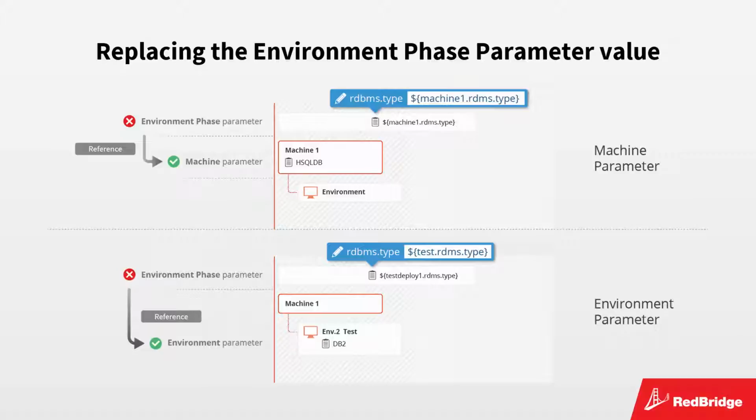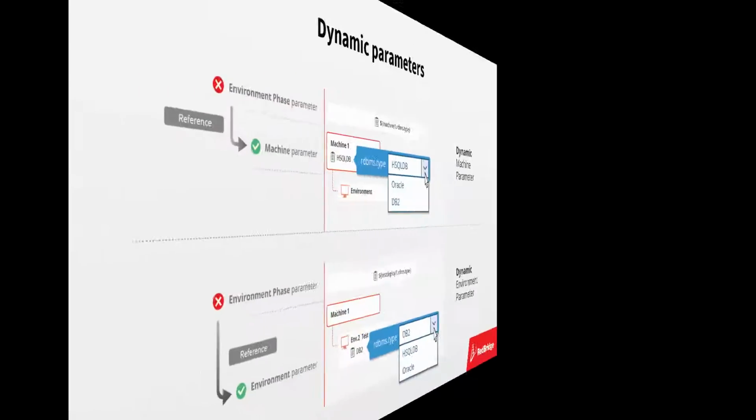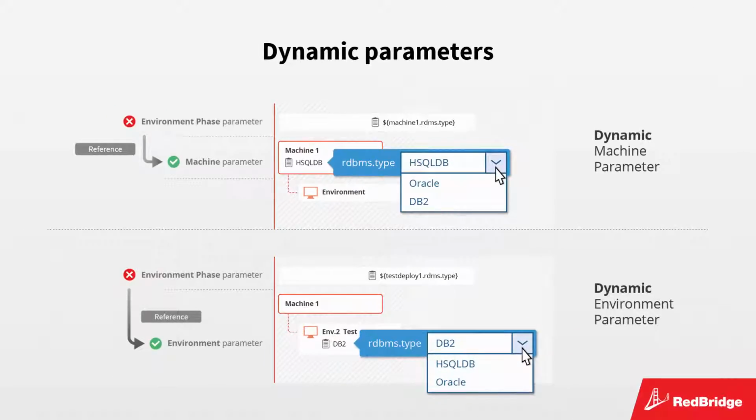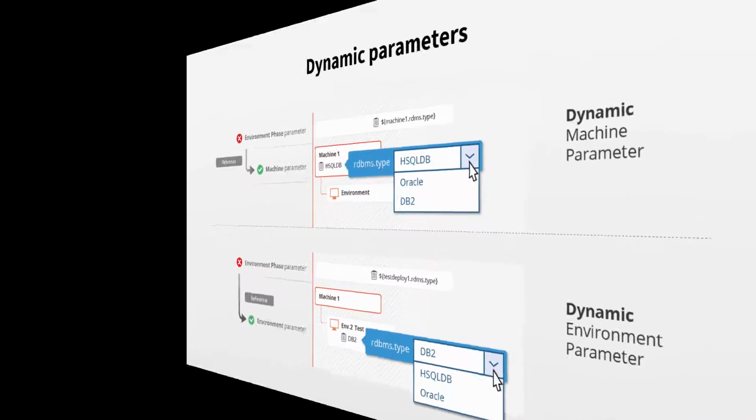The solution is to replace the value of the environment phase parameter by a reference to the machine or environment parameter that must be used instead. The syntax to be used for this reference is a $, followed by, between curly brackets, the name of the replacing parameter. An extra advantage of machine and environment parameters is that they can be defined as dynamic parameters. This allows the user to choose the value of the parameter from the drop-down list at the moment he or she creates the level request.